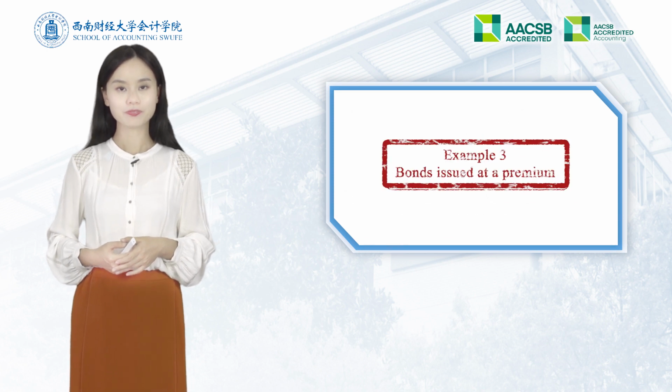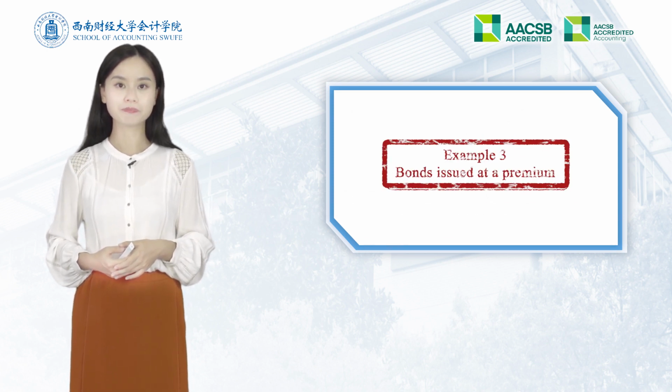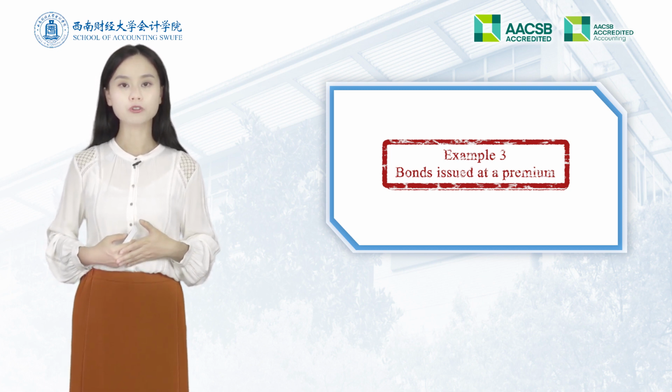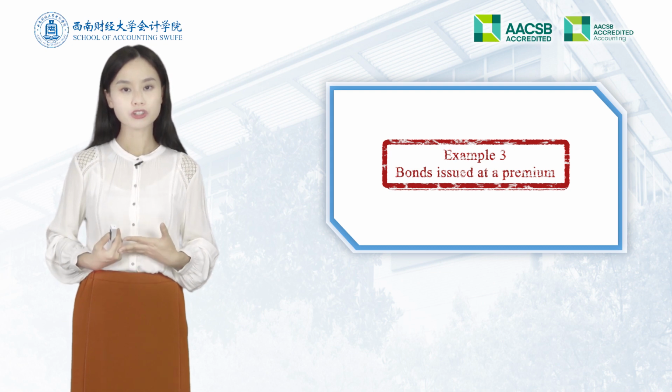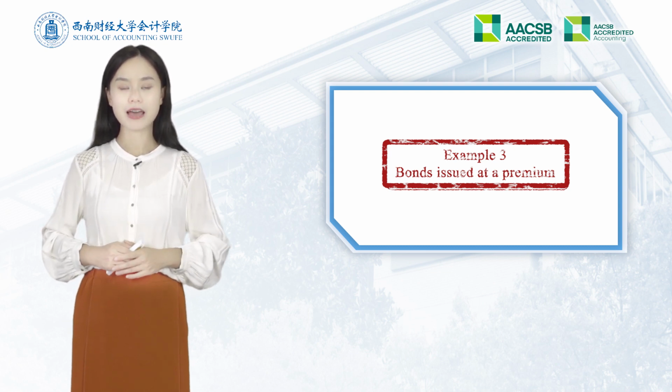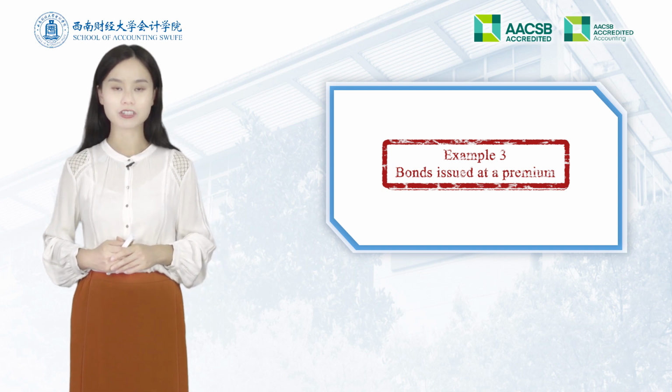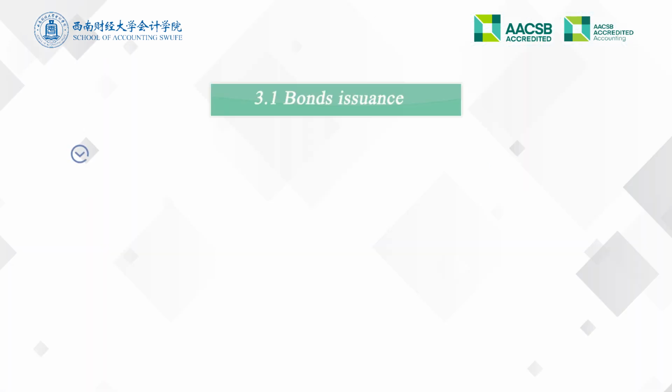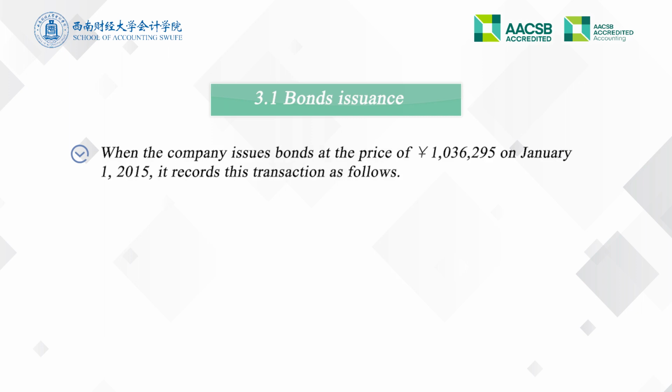Example 3. Bonds issued at a premium. In the last example, the bonds are sold at a premium. The related journal entries are similar to the example of bonds at a discount. Bond issue. When the company issues bonds at the price of 1,036,295 yuan on January 1st, 2015, it records this transaction as follows.